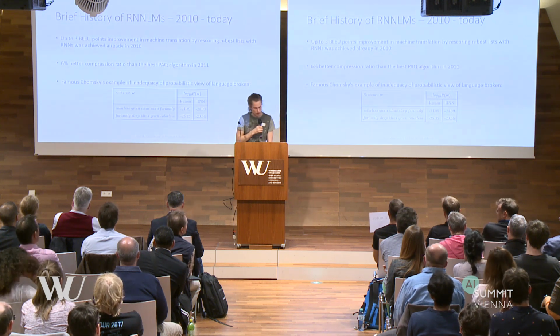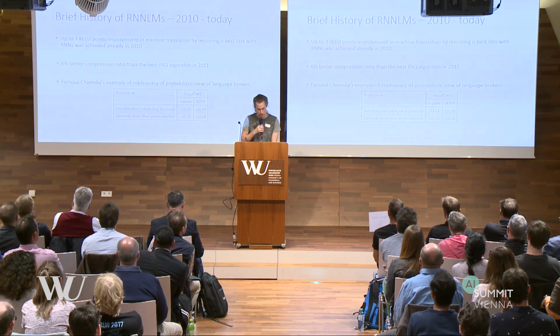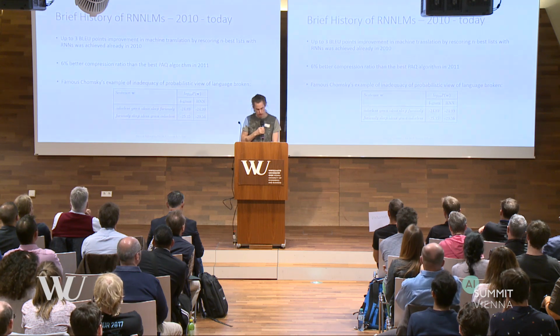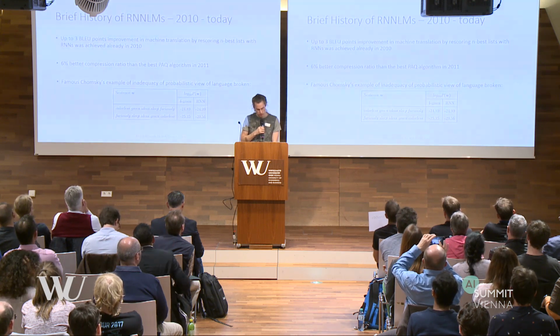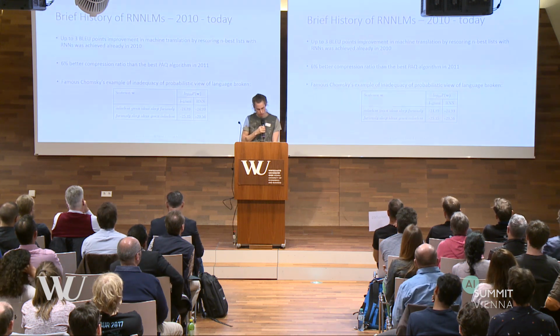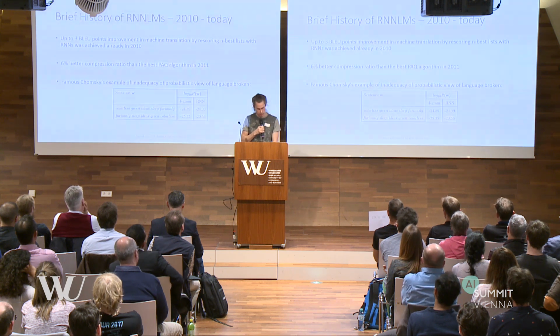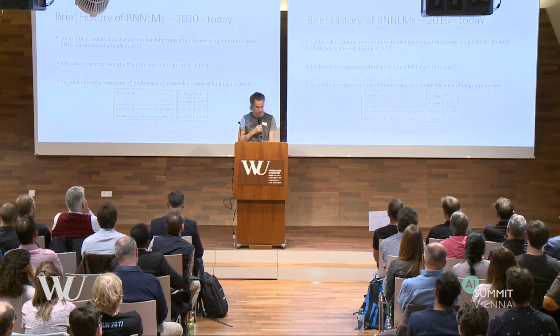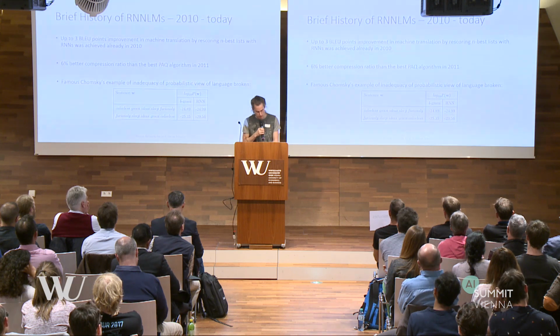Then I also tried to apply these models to machine translation, and again, it was very simple to get good results. It was just n-best rescoring, but I could get up to 3 BLEU points over the best setups at Johns Hopkins University. And it was again very similar for data compression. And even here I have a fun example.